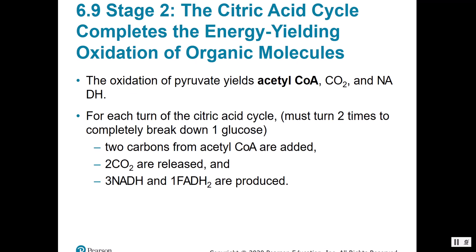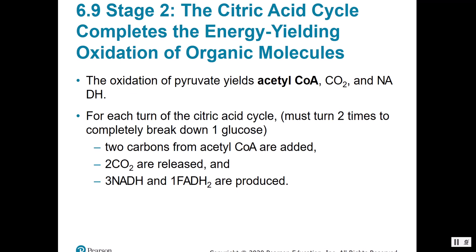All right, now we are moving on in our objectives to number 8: describe the citric acid or Krebs cycle, state the number of cycles required to break down 1 molecule of glucose, and define oxidative phosphorylation. So this is step 2, the citric acid cycle. It completes the energy-yielding oxidation of glucose. So we're going to completely break down glucose here. And that's the oxidation of pyruvate, because remember we ended up with pyruvate at the end of step 1. So pyruvate is going to move into the mitochondria, and it's going to be turned into something called acetyl-CoA. We're also going to release some carbon dioxide and NADH.